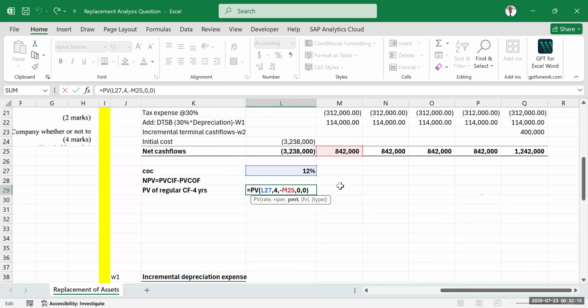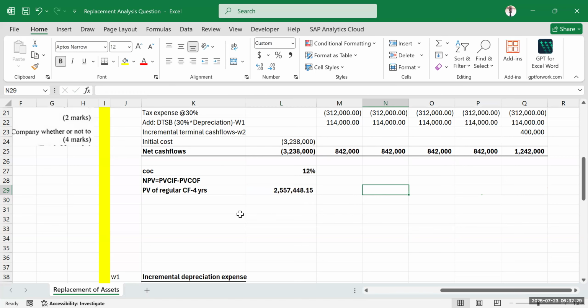Now, Monica, do you have your net cash flows the same as ours? Oh, okay. I see the net. Okay, I have seen where the issue was. The cash flows. All right. I'll adjust. All right. So we have the present value of regular cash flows for the 4 years.